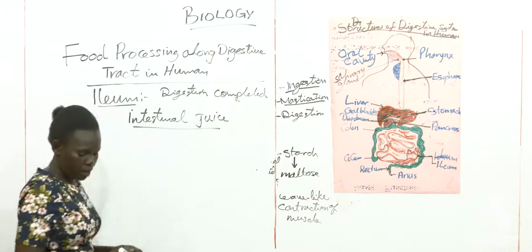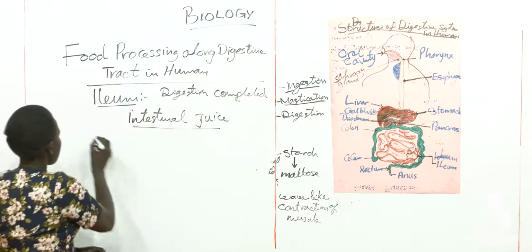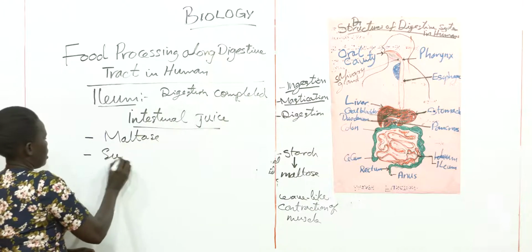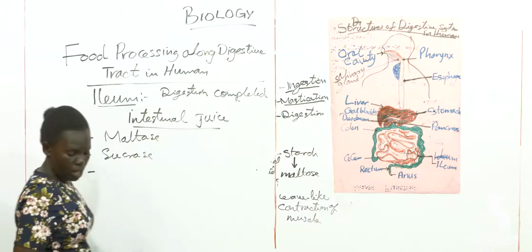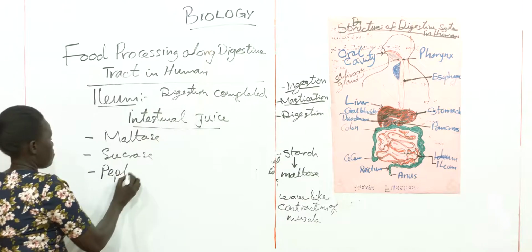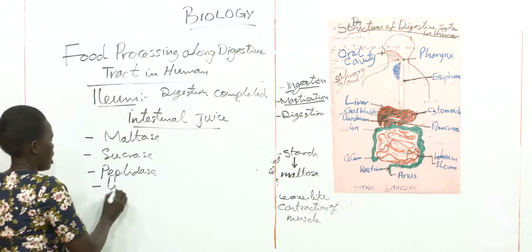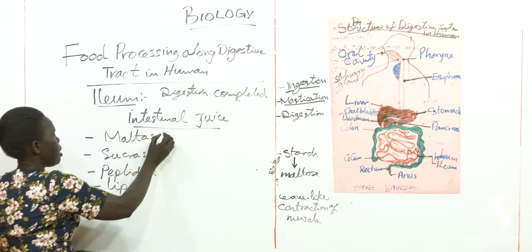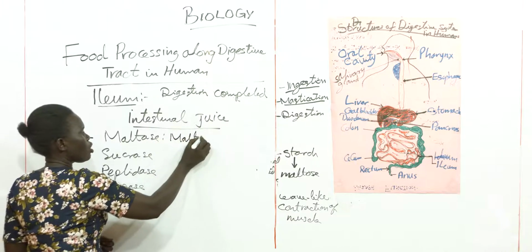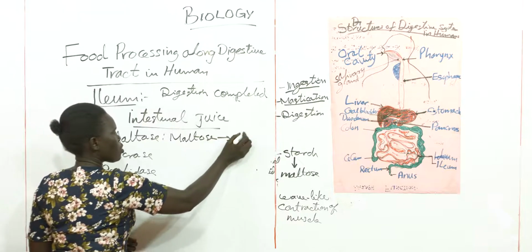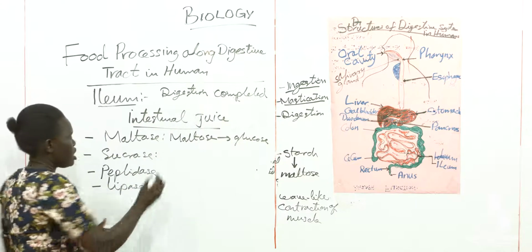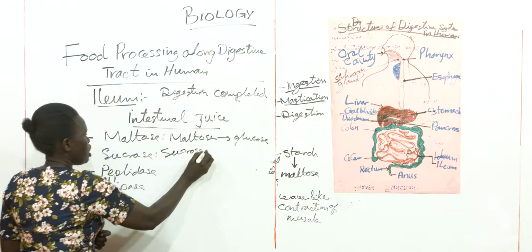These juices are maltase, saccharase, peptidase and lipase. These are all enzymes. Maltase is the one breaking maltose into glucose. Saccharase is the one breaking down sucrose into glucose.